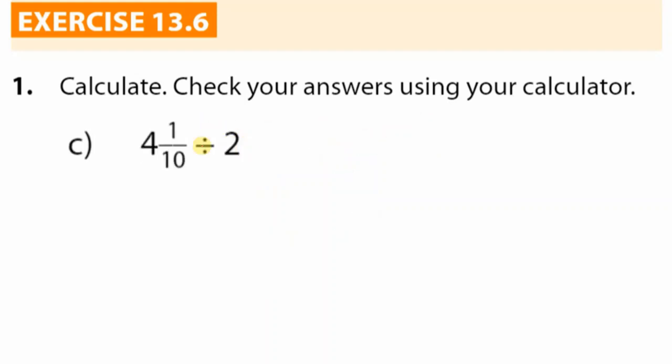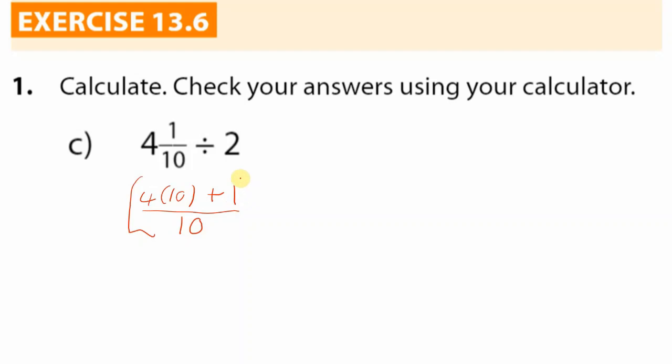Number C, we have now 4 and 1/10 divided by 2. But remember, we said most of the time, as soon as we see a mixed fraction, it's best to change it to an improper fraction. So let's first do that. So what is our approach? Take the whole number, multiply it by the denominator or the bottom one. So we have 4 times 10, and then we still have to add the numerator or the top part. We always keep the denominator or the bottom part the same.